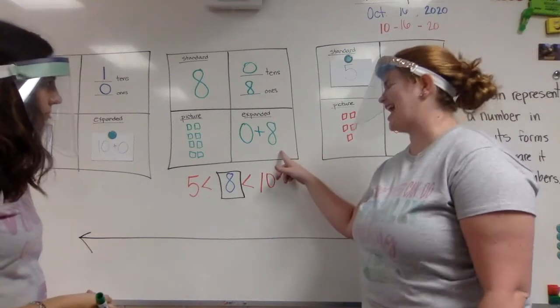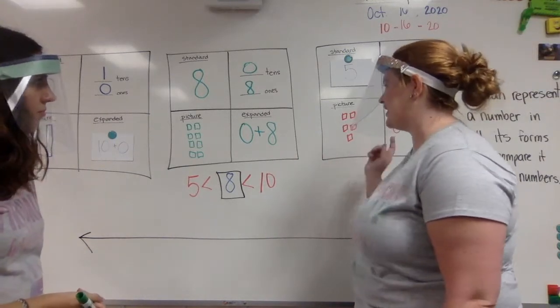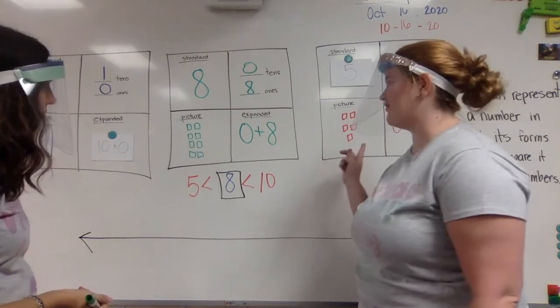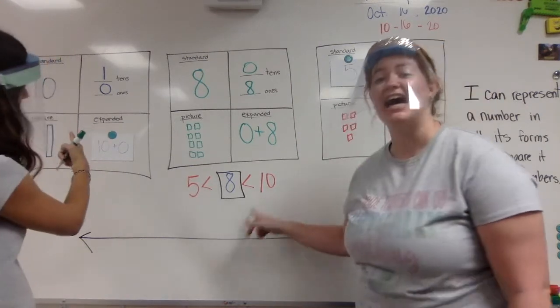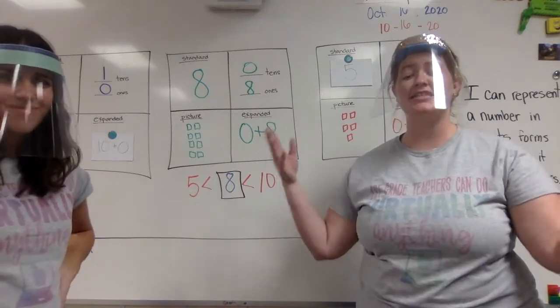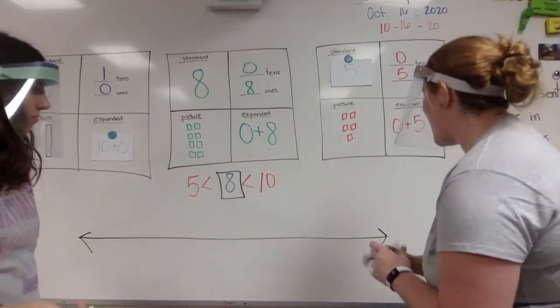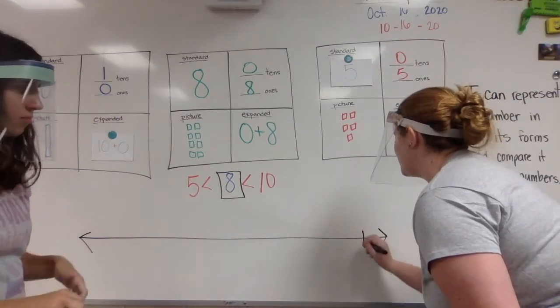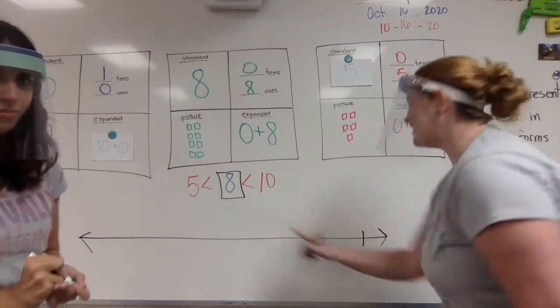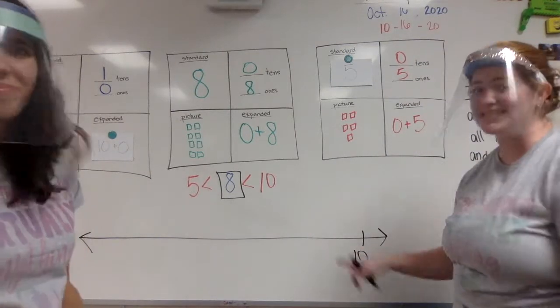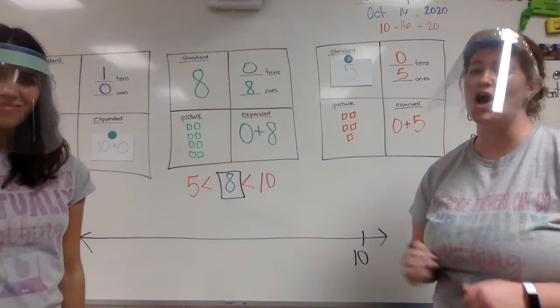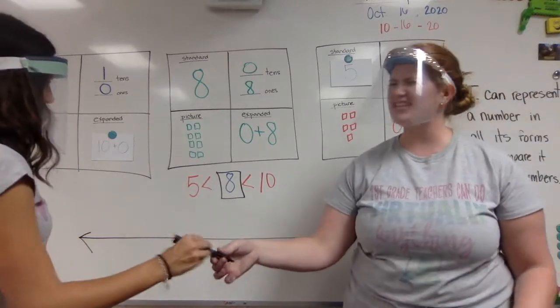5 is less than 8, so 5 is not the greatest. 8 is greater than 5, but 10! 10 is the greatest number. So I'm going to put 10 all the way on this side. Remember, I didn't count 10 spots. I just knew to put 10 over here. What do you think is the least?